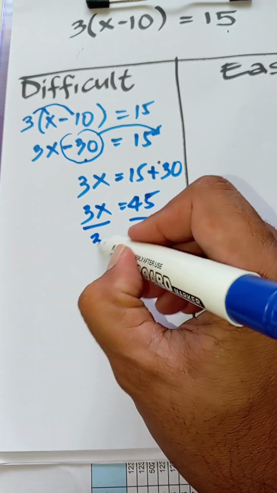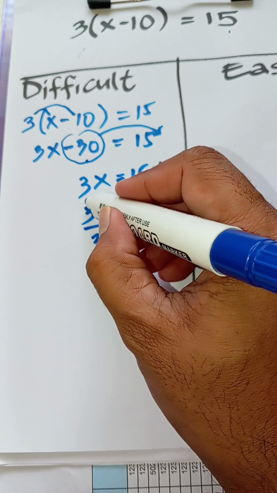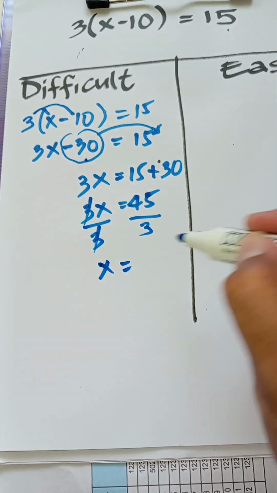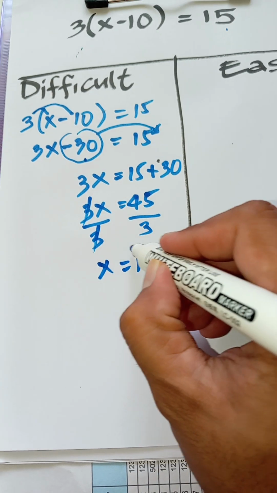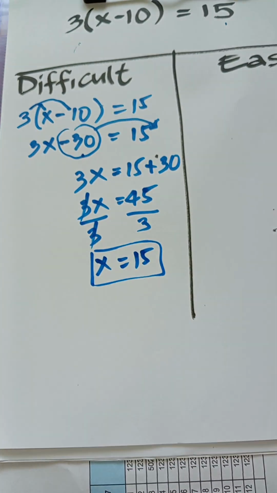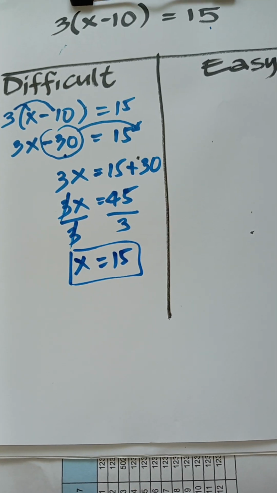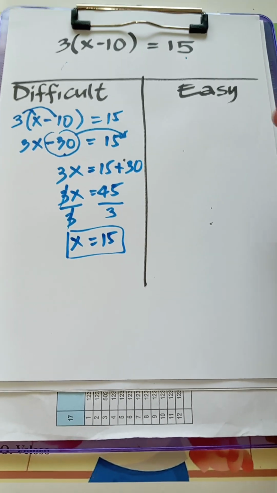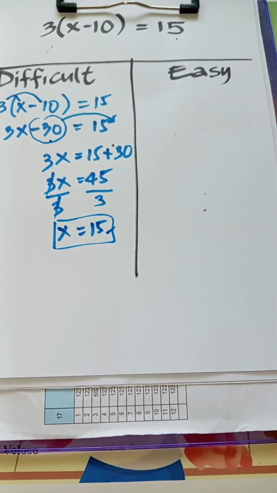Divide both sides by 3, cancel. So x is 15. So this is the final answer. The value of x is 15. Now let's try the easy one, the easy way to get this answer.